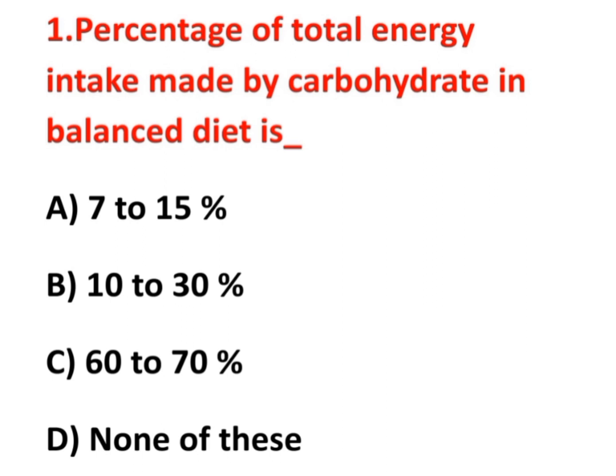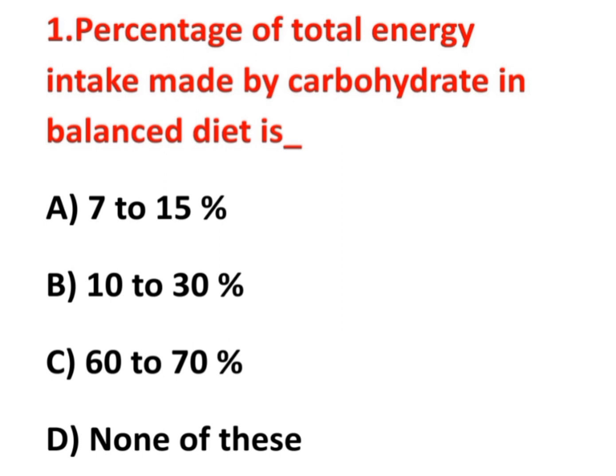First question, percentage of total energy intake made by carbohydrate in balanced diet is. Question and options are option A 7 to 15 percentage, option B 10 to 30 percentage, option C 60 to 70 percentage, and option D none of this. Here the question is percentage of total energy intake by carbohydrate.